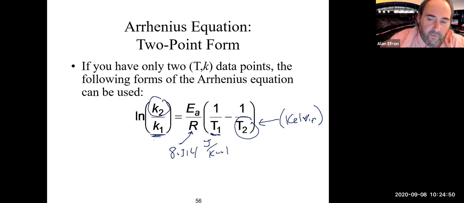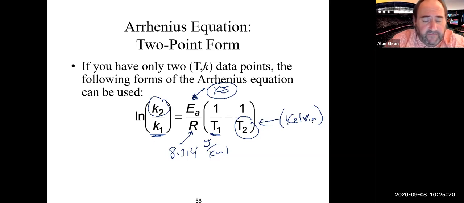This is definitely the one where you want to watch units. As we were just talking about, typically our activation energy is in kilojoules. So if you use kilojoules on top and joules on the bottom, you are going to be off by a factor of 1,000. You definitely want to watch that, especially with this version of the equation. But this allows you to solve for a variety of things. You can figure out a rate constant if you change the temperature, if you know the first temperature and first rate constant.